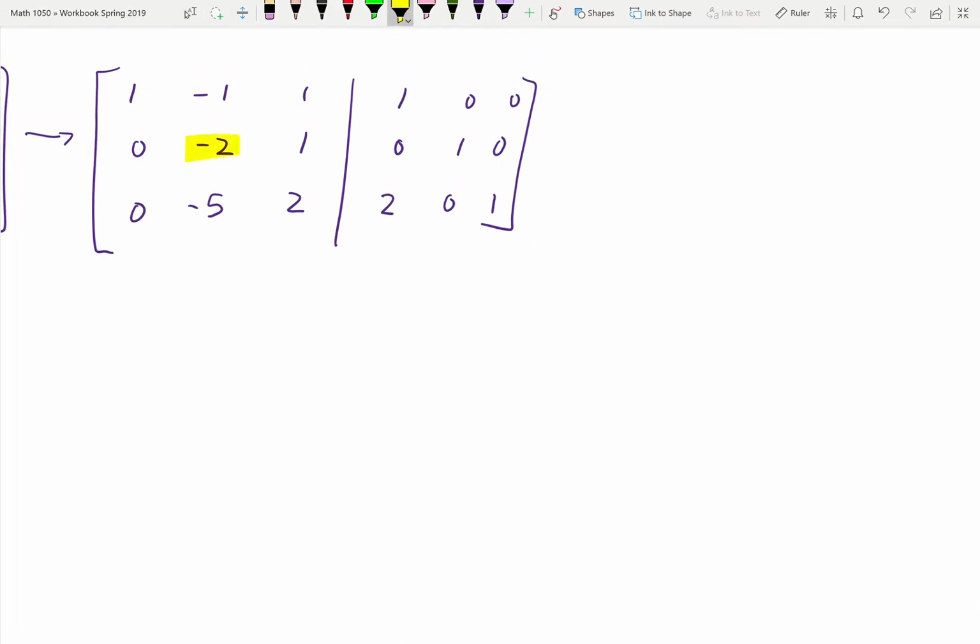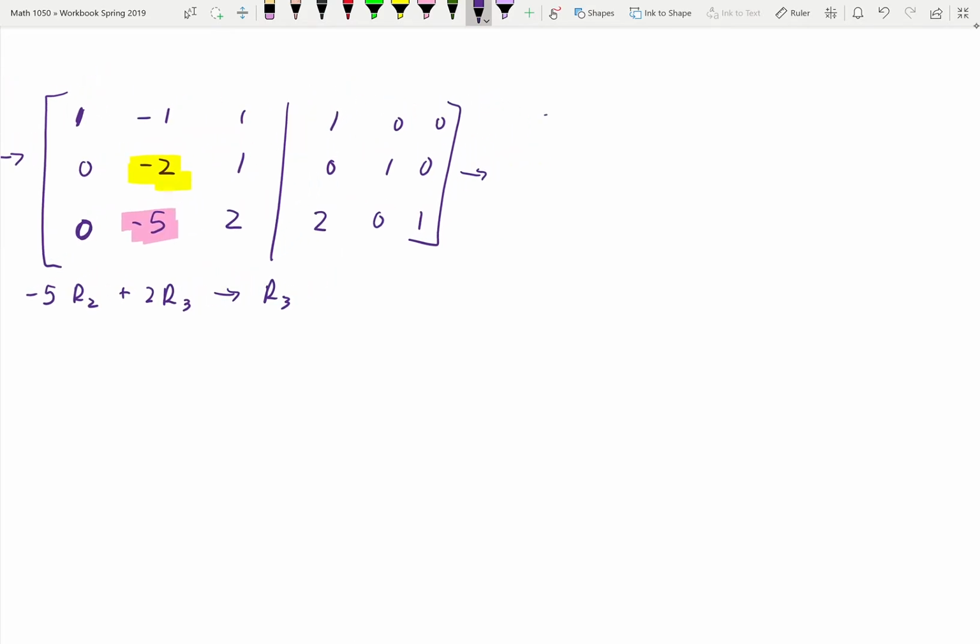The next thing I need is to get a 1 right there. That would be dividing by negative 2, but I'm going to create fractions. So I'm going to skip that and I'm going to turn that into a 0. I know that I cannot use row 1 because this 1 is going to mess up this 0. So how do I get rid of a negative 5 using a negative 2? Well, I'm going to have to turn them both into 10s. So I'm going to go negative 5 times row 2. That's going to turn that into a positive 10. Plus 2 times row 3 becomes my new row 3. So sometimes you have to involve both of those equations, okay?